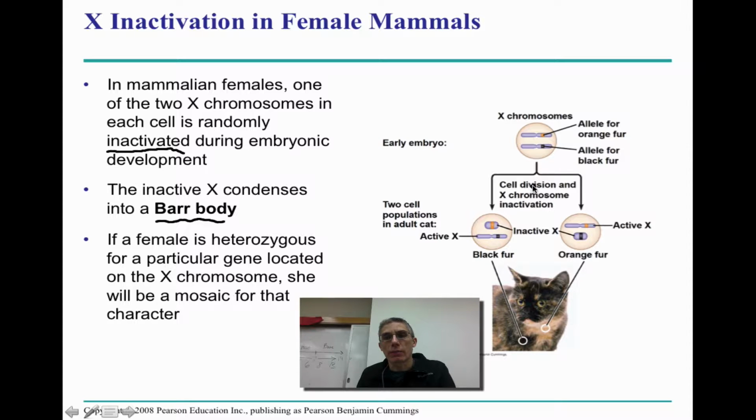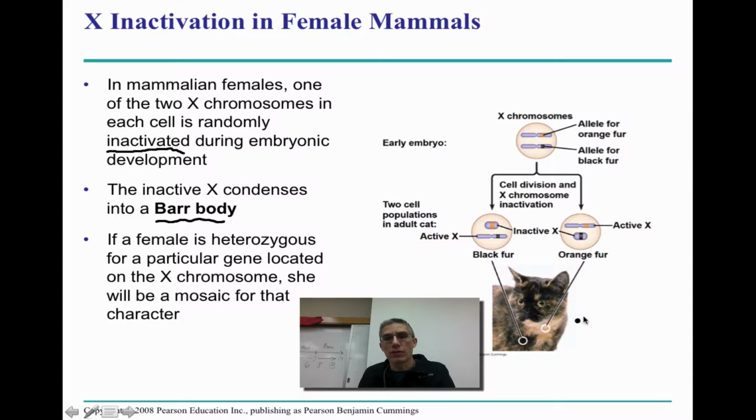Cats are a really good example to illustrate this idea of a mosaic pattern. If you think about the early embryo and the X chromosomes, remember they have two X's. There could be an allele for orange fur, so we're talking about fur color, and of course an allele for black fur. So cell division will occur and X chromosome inactivation will happen. The thing about X chromosome inactivation that throws something else into the mix is that different cells in that particular animal can have different inactive X chromosomes.